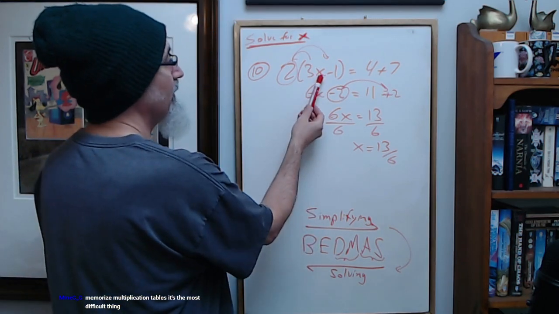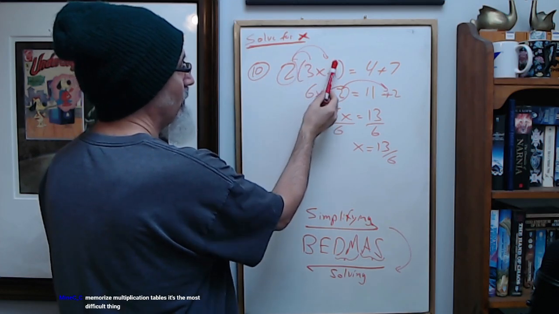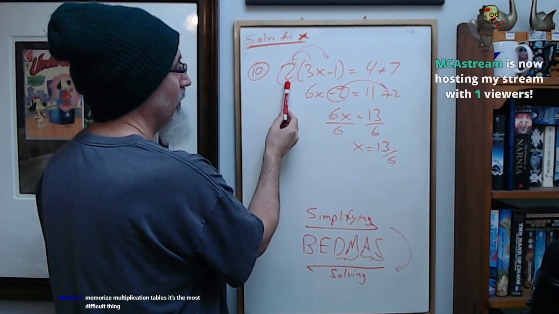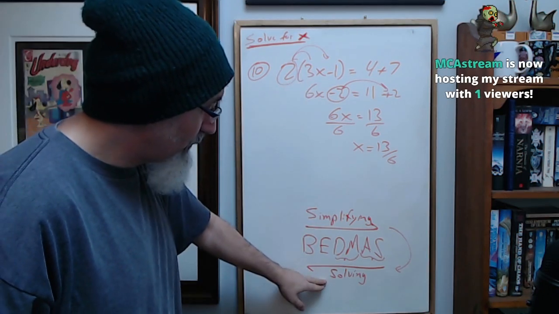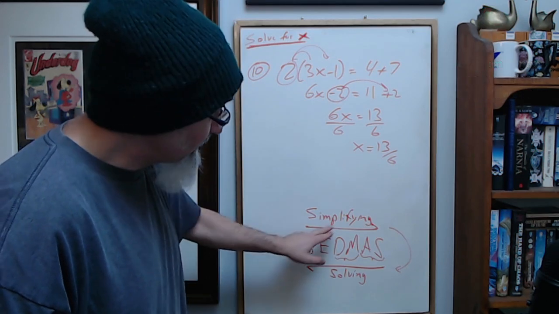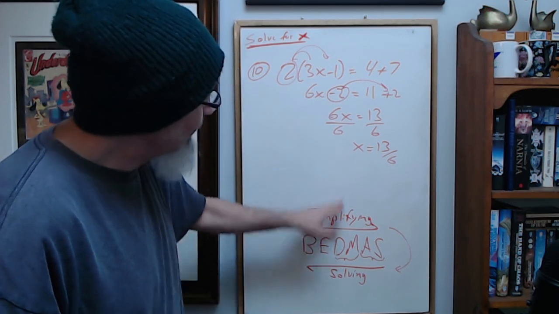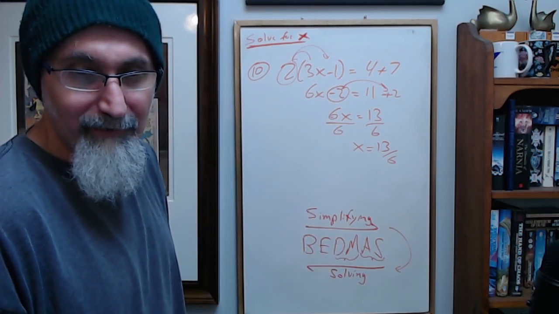What's being done to the x? It's being multiplied by 3. 1 is being subtracted while the whole thing is being multiplied by 2. Well, if we're gonna undo what's being done to it, we have to go with solving, right? Or sorry, we did simplifying first, and then we're down to here. Undo what's being done, you do the solving. You get the gist, right?